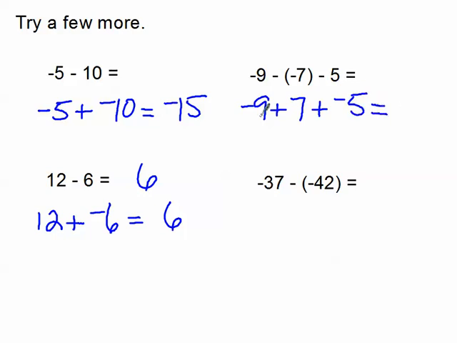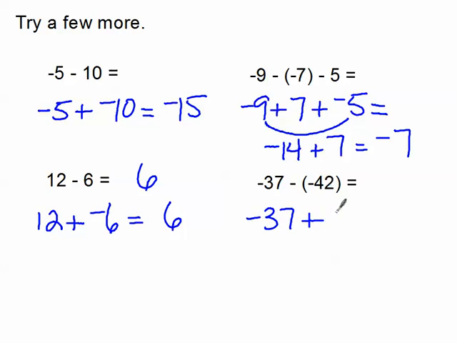Now this will allow me to take my 9 and my 5 and put those together because they are alike. So negative 9 and negative 5 make negative 14. And now I have negative 14 plus 7. My signs are different, so I subtract my numbers and I get negative 7. One last one. We've got a negative 37. We leave it alone. We change subtraction to addition, and the next number to its opposite, which ends up being a positive 42. So negative 37 and positive 42, our signs are different. We subtract, and we end up with a positive 5.